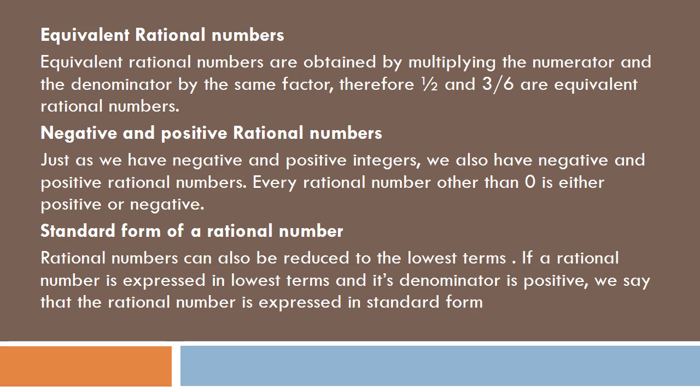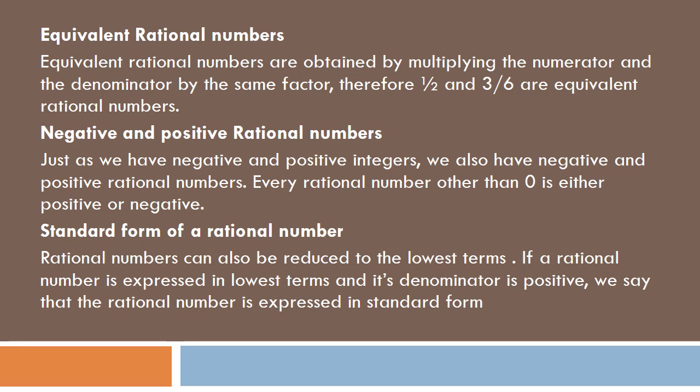Negative and positive rational numbers. Just as we have negative and positive integers, we also have negative and positive rational numbers. Every rational number other than 0 is either positive or negative. To find whether a rational number is positive or negative, we express it in such a way that its denominator is positive. Then, if the numerator is positive, the rational number is positive, and if the numerator is negative, then it implies that the rational number is negative.